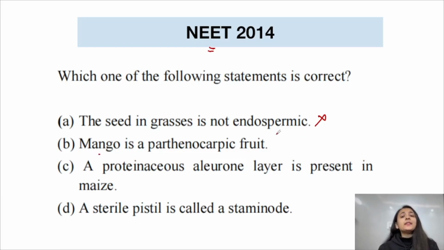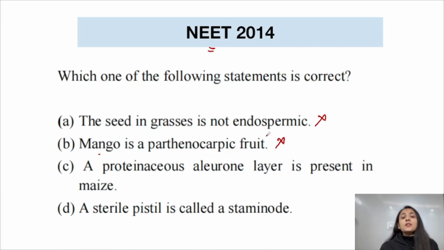Mango is a parthenocarpic fruit. This is also incorrect. Mango is not a parthenocarpic fruit. It is a simple fruit, and it develops from a fertilized ovary. It contains seeds within it. Mango is basically a drupe, and it comprises a seed inside the fruit. It is not seedless, so it is not a parthenocarpic fruit.